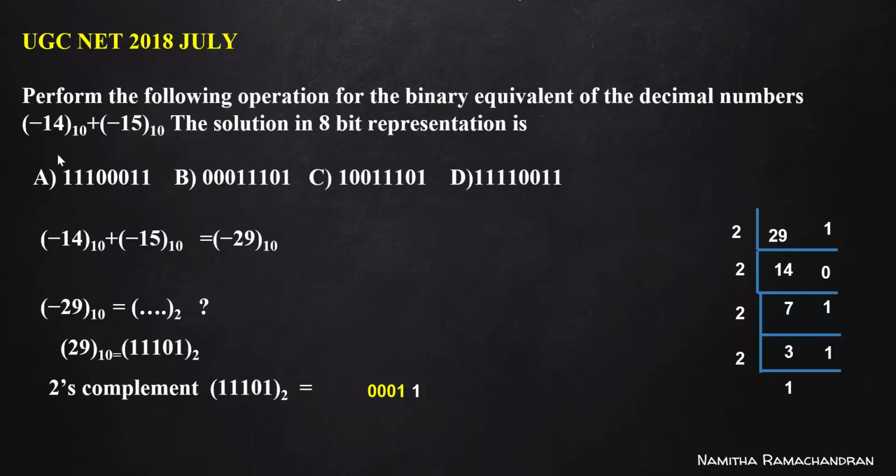Okay, so now just analyze the options. Here all the options are with 8-bit. That means we need the solution in 8-bit form. Here we get a result with 1, 2, 3, 4, 5-bit form. We need to make this in 8-bit form.